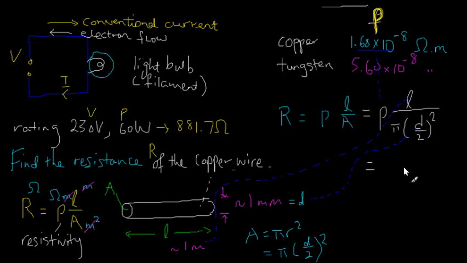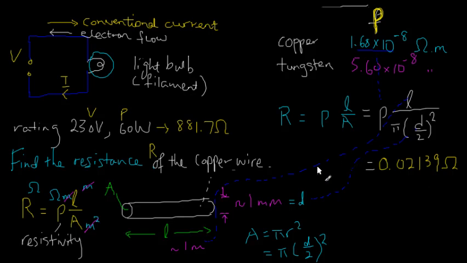I find that my answer for the resistance is 0.02139 ohms. So that's the value, I would estimate, of the copper wire.